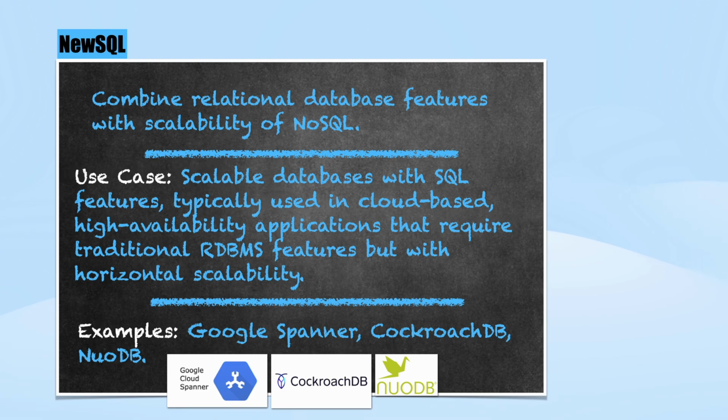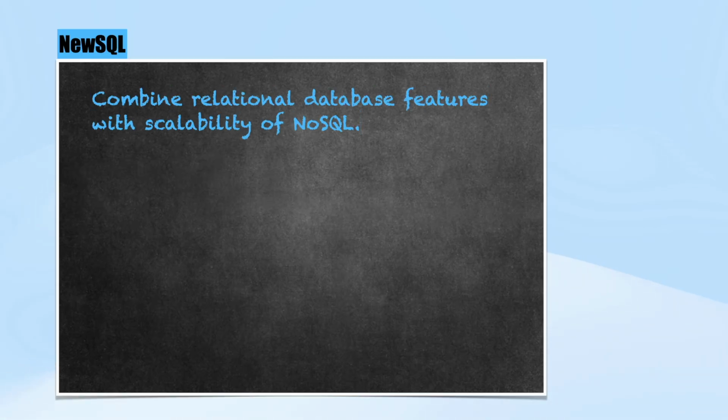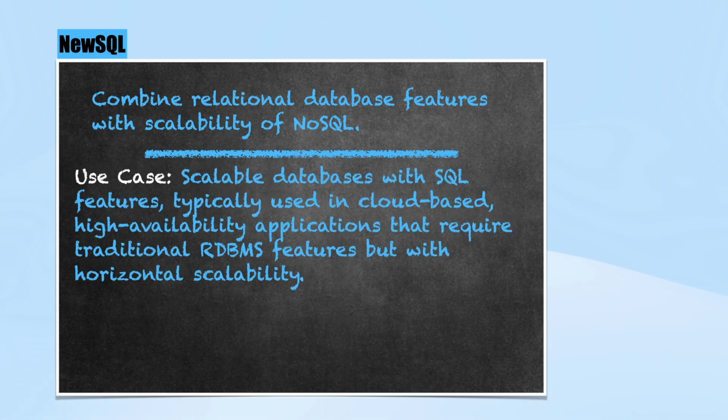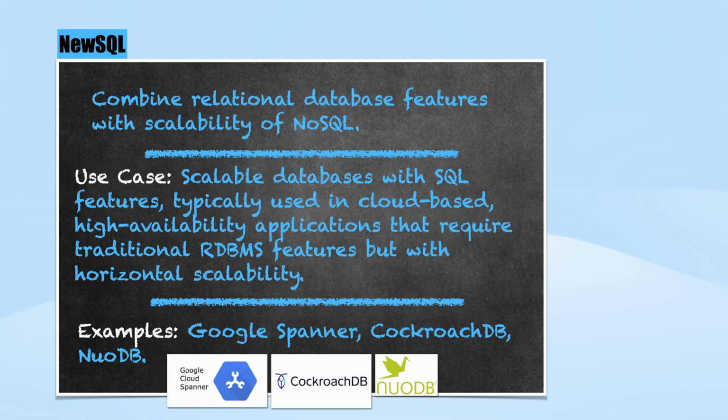Examples of NewSQL databases include Google Spanner, for instance, or CockroachDB and NuoDB. These databases are designed to support scalable, highly available applications while maintaining the consistency and querying power that SQL usually provides. Another famous example is Google Search or Google Cloud services. So to summarize, NewSQL databases bring together the best of relational and NoSQL worlds. They combine traditional SQL features like ACID compliance and relational queries with the ability to scale horizontally across many servers, making them perfect for cloud-based, high-availability applications like Google Spanner and others.